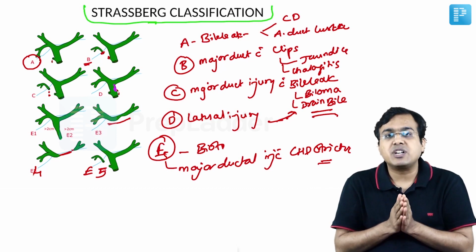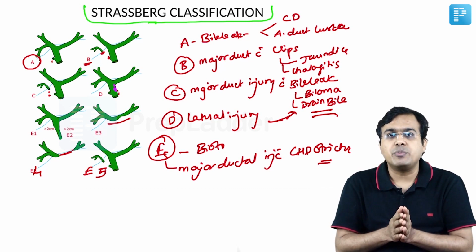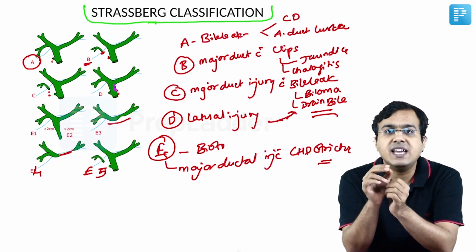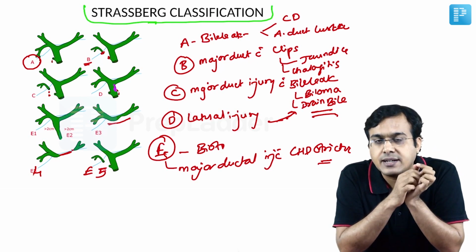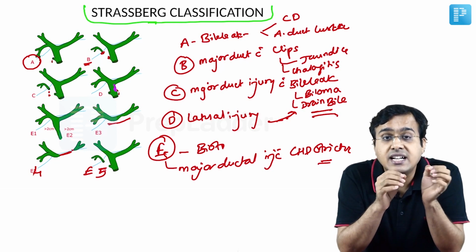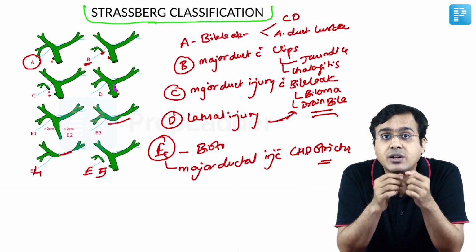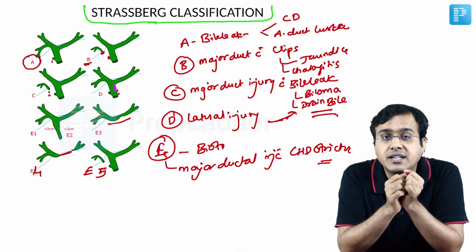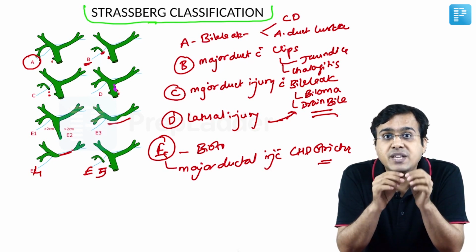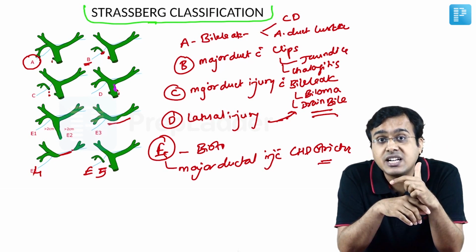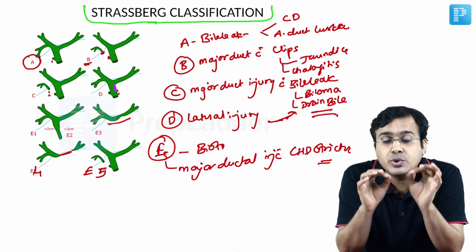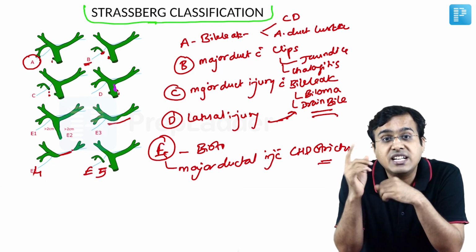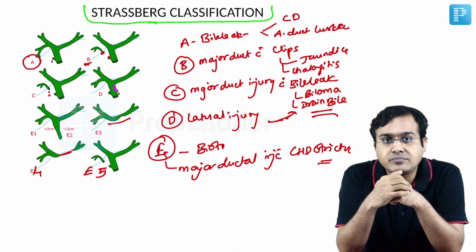So what is the Strasbourg classification? Very simple to remember. Type A is a cystic duct stump blowout or a duct of Luschka leak. So blowout or leak, it will present with bile in the drain or it will present with bilioma, right? Type B is basically an injury to a major duct but clips are applied. So it won't have a bile leak. It will usually present with jaundice or delayed onset cholangitis.